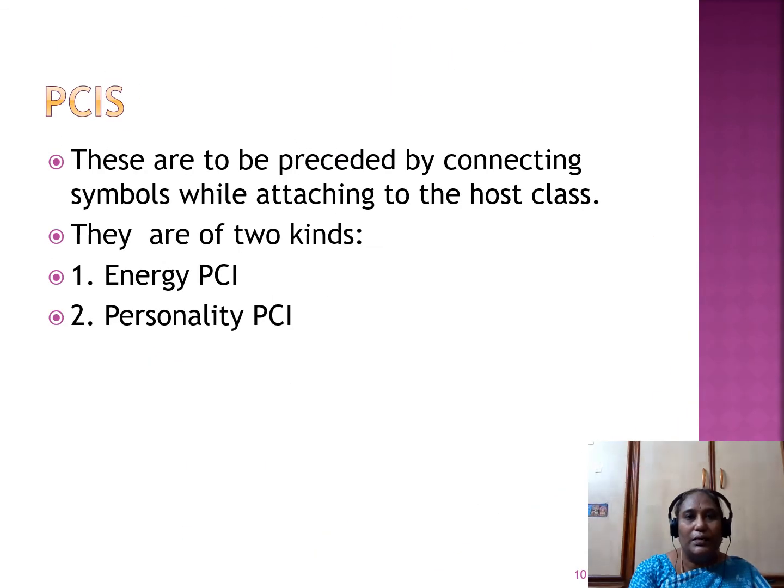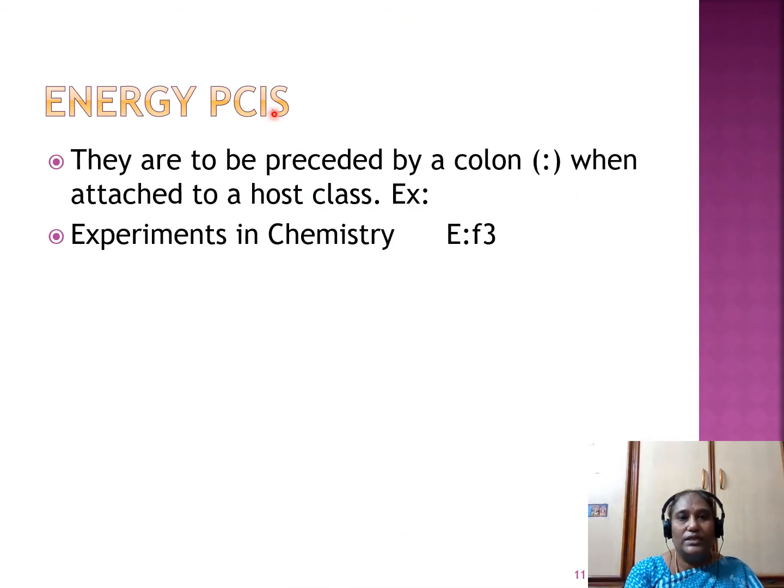And coming to the next one, PCIs, posteriorizing common isolates. These are to be preceded by connecting symbols while attaching to the host class. As we said earlier, these common isolates definitely require a connecting symbol. A connecting symbol should be there to connect these common isolates. Again they are of two kinds: energy posteriorizing common isolates and personality posteriorizing common isolates. Energy posteriorizing common isolates are to be preceded by a colon. A colon should be there, a connecting symbol, to attach it to the host class.